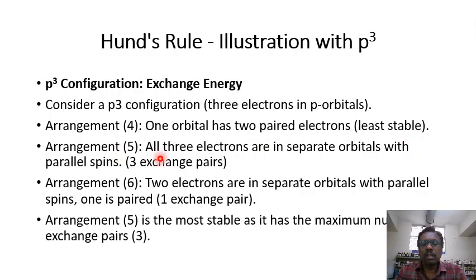Arrangement 5: all 3 electrons are in separate orbitals with parallel spins. These 3 exchange pairs will be present. Arrangement 6: two electrons are in separate orbitals with parallel spins, and one is paired, so one exchange pair will be present in this case. Next, arrangement 5 is the most stable as it has the maximum number of exchange pairs, because three exchange pairs are present here. Therefore, arrangement 5 is the most stable.